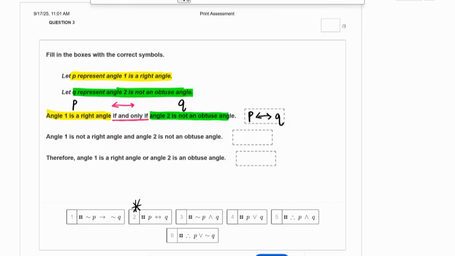Second statement, angle 1 is not a right angle. That mostly matches the original P, except they've put a not in there where there was not one originally. So this would be negated P. The symbol for and, we just did that one in a previous question. That would be the upside down, looks almost like a capital A. The final part of this statement, angle 2 is not an obtuse angle, that perfectly matches Q. So we're looking for negated P and Q.